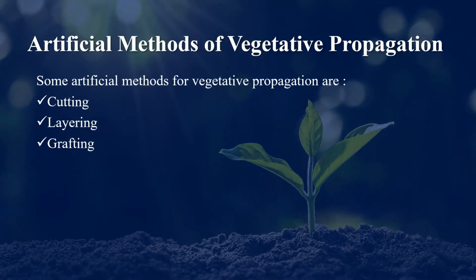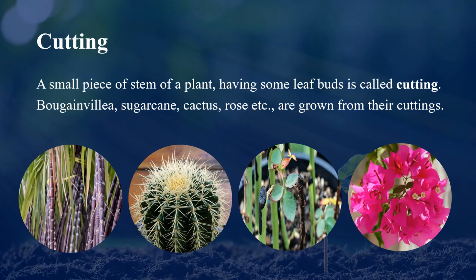Students, as we have discussed in our previous video, if reproduction takes place from vegetative parts such as root, stem, leaf of the plant, then it is known as vegetative propagation. And there are some artificial methods of vegetative propagation, and these are cutting, layering, grafting. So let us understand about them one by one in detail. So let us first understand about cutting.